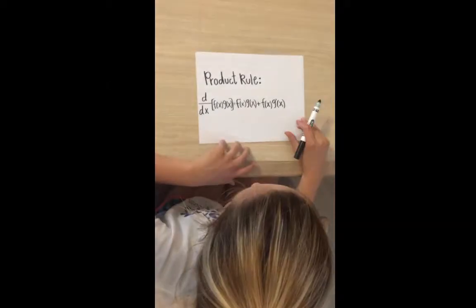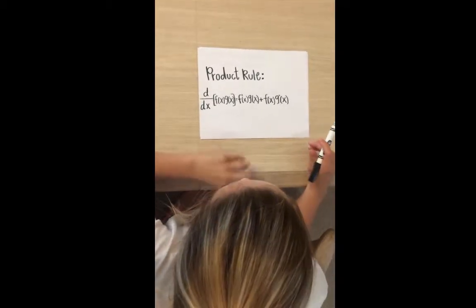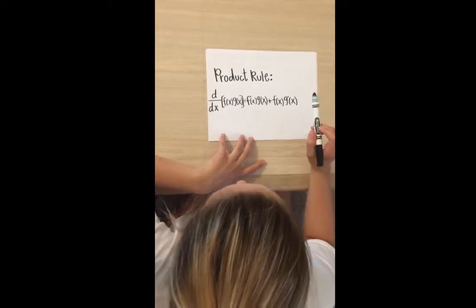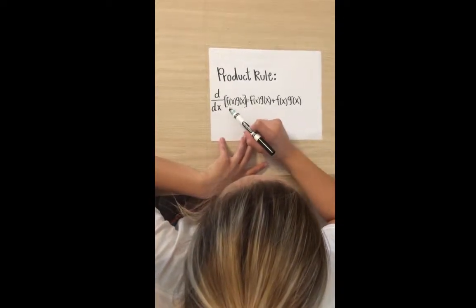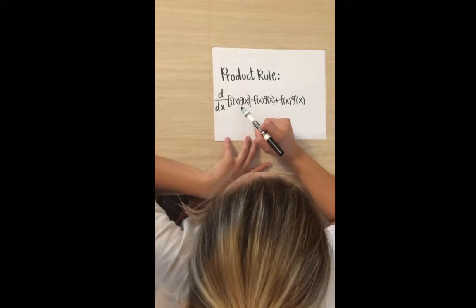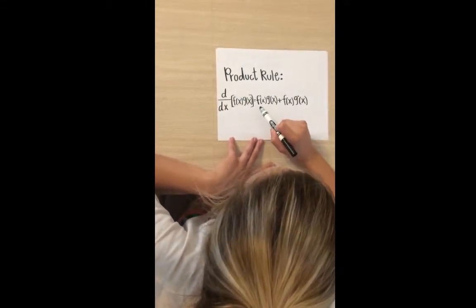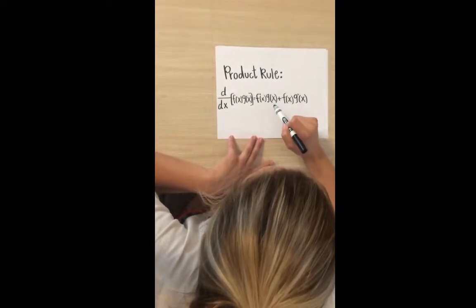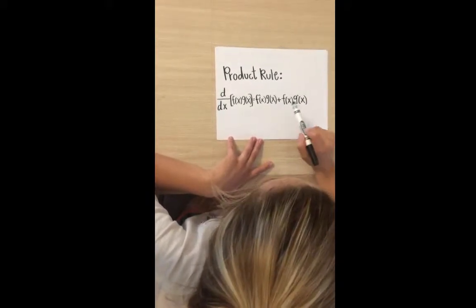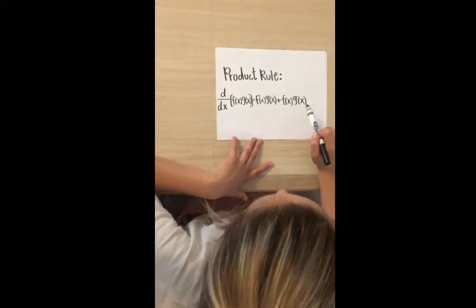Today I'm going to teach you about the product rule. The product rule equation is d over dx of f of x times g of x equals the derivative of f of x times g of x plus f of x times the derivative of g of x.